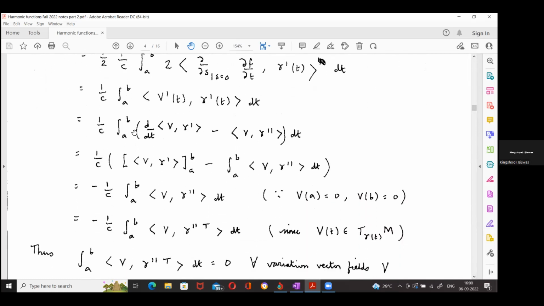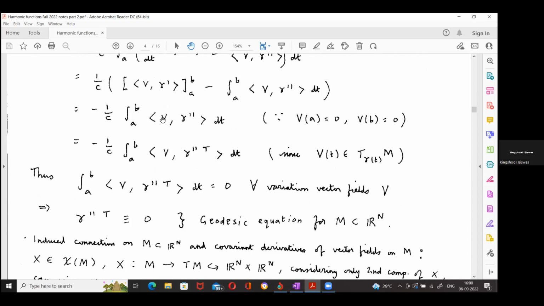So I get 1 over C into this: d/dt of the inner product of V and gamma prime, minus the inner product of V and gamma double prime. And so this I can integrate by the fundamental theorem of calculus. This term will disappear because V vanishes at a and b, the endpoints. So finally you get minus 1 over C, integral a to b, of the inner product of V and gamma double prime.